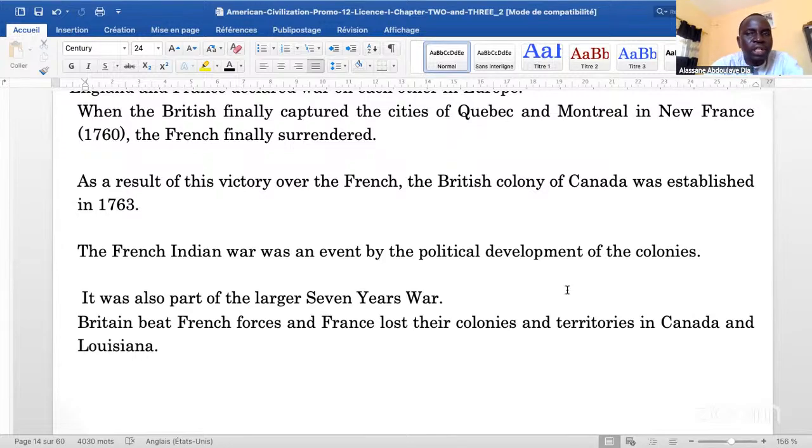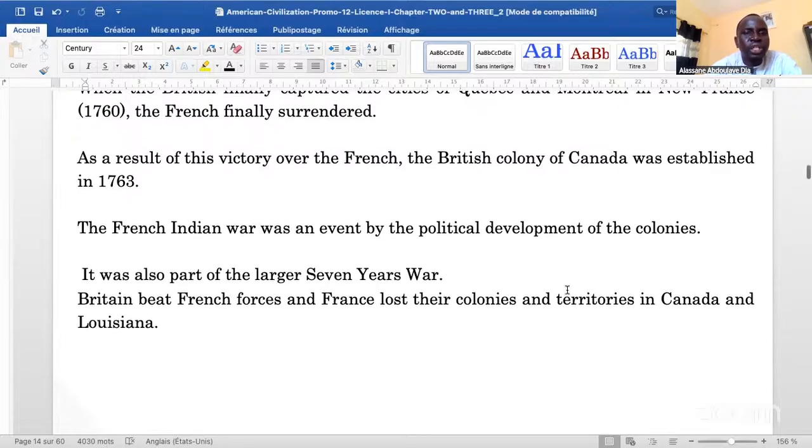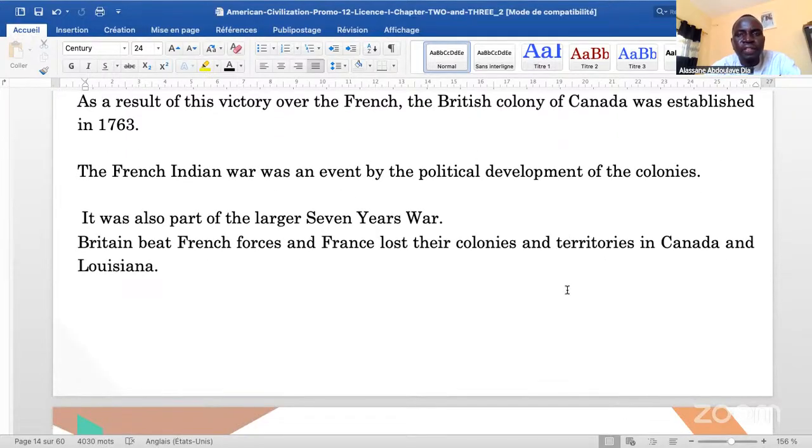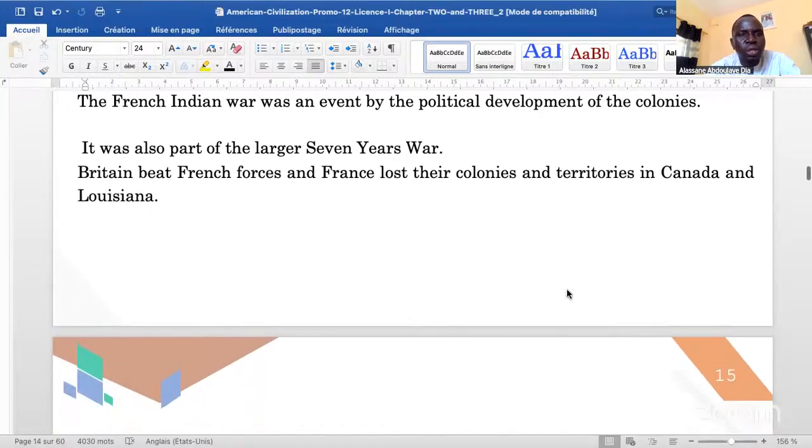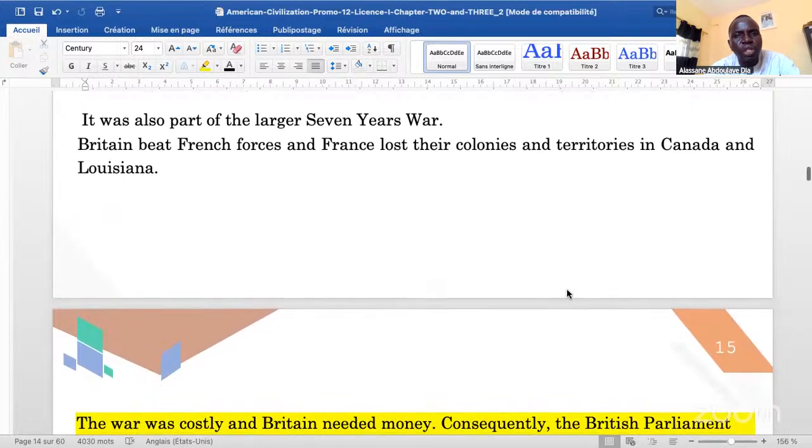As France lost this war, the British colonies grew. So the British established a colony in Canada. It means the British have occupied some land in Canada. So the French and Indian War was an event in the political development of the colonies. It was also part of the larger Seven Years' War.